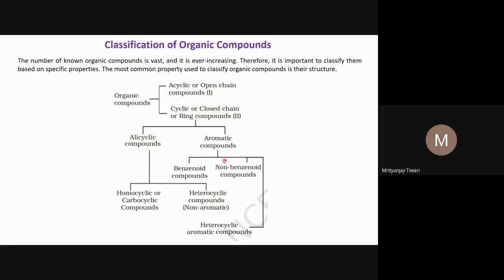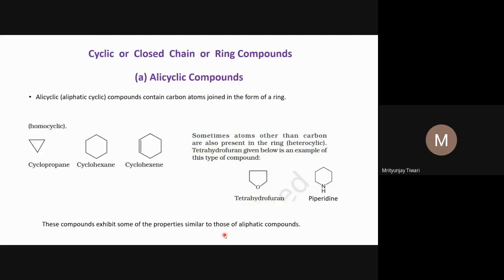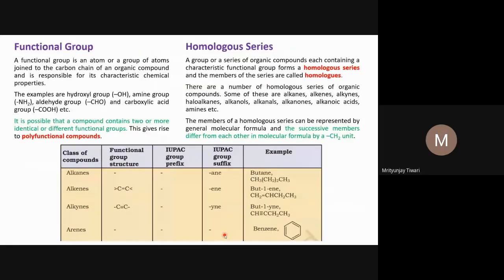And the aromatic compounds, we have seen, could be of three different types. One is benzenoid, the compounds based on benzene, or naphthalene, anthracene, phenanthrene. There are many examples. Then non-benzenoid compounds, whose examples we have already seen, and then the heterocyclic aromatic compounds as well, particularly thiophene, pyrrole, furan, imidazole, and so on. These things we have already seen.